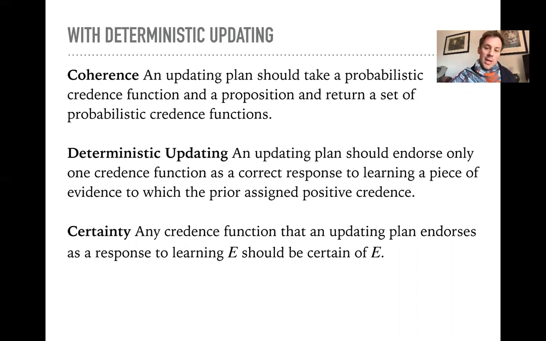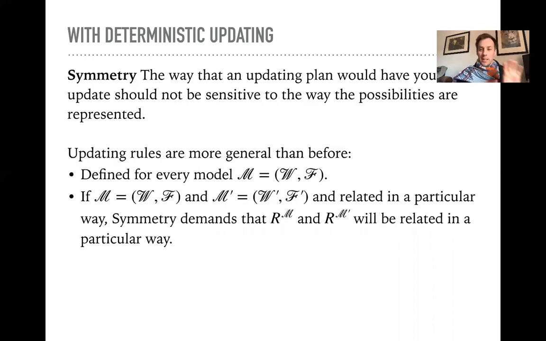And certainty just says that if the piece of evidence that you learn is E, then each of the credence functions that you're updating will endorse it should be certain of E. So once you learn E, you shouldn't have like 90% confidence in E, you should be 100% confident in E. And then finally, here's the kicker. Here's the one that does all the heavy lifting.